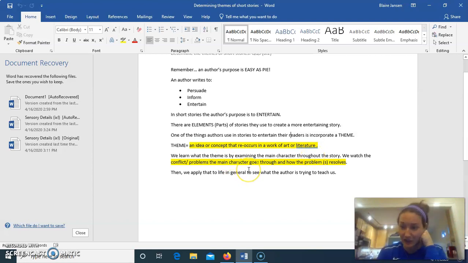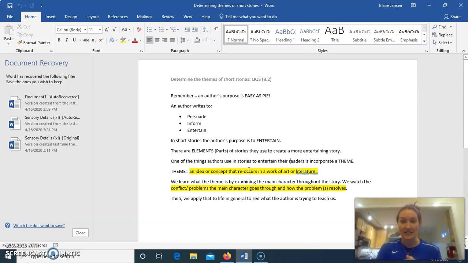In particular, we learn themes by watching that character encounter difficulties and then see how that character overcomes those difficulties. Oftentimes, it's one constant conflict that comes up over and over and over. And eventually we see how our character deals with that problem. And that is the main theme of our story. So we talked about that as our last activity.